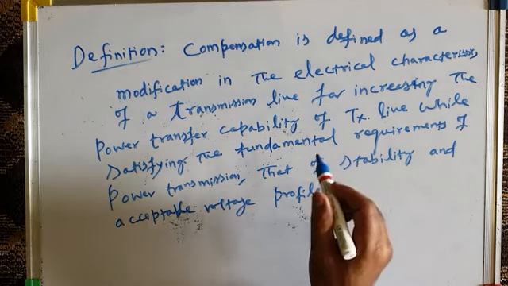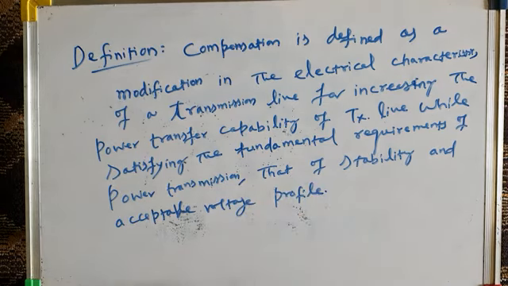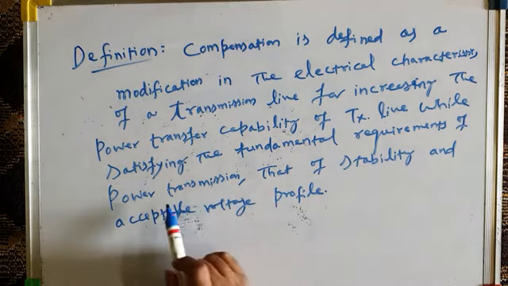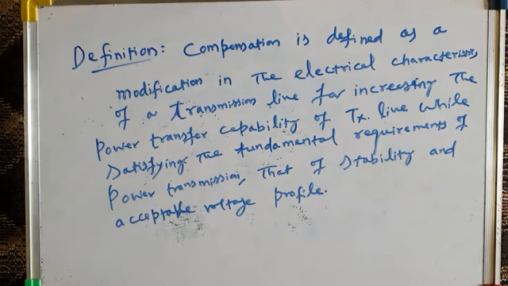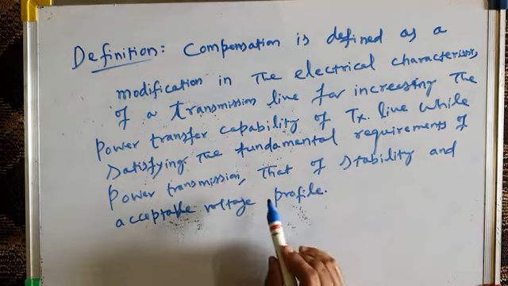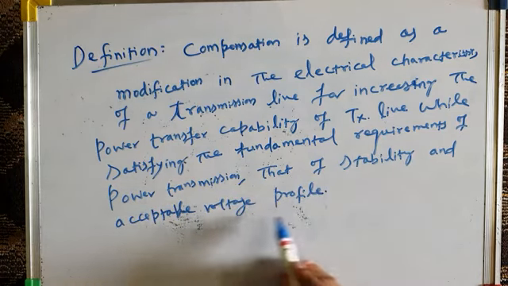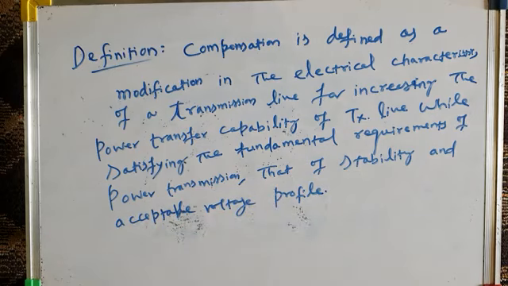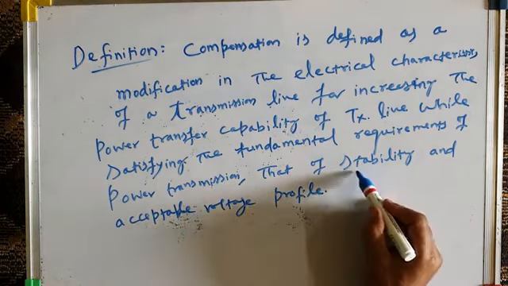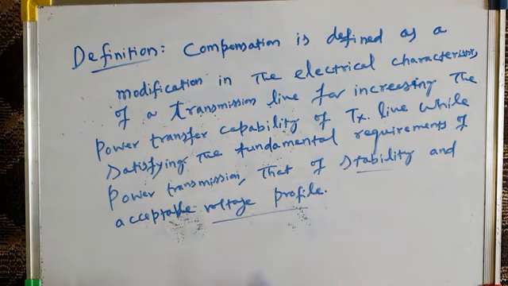However, when you compensate a line to improve its power transfer capability, fundamental requirements of power transmission have to be satisfied. And what are those? Stability and acceptable voltage profile. It should not be that you are making a particular transmission line carry more power, but the line becomes unstable and its voltage profile deteriorates. No. If that happens, then your compensation has some fault. This is not a proper compensation.